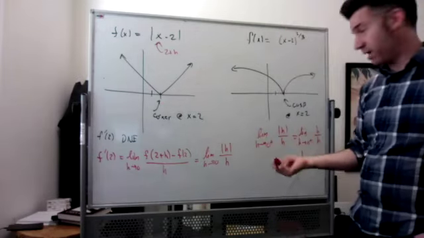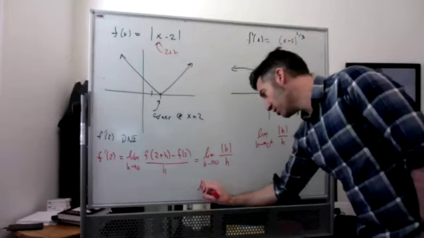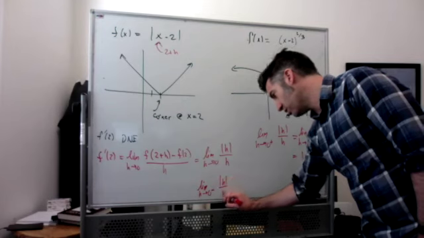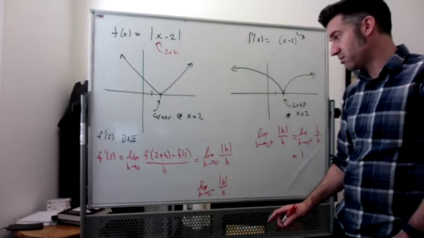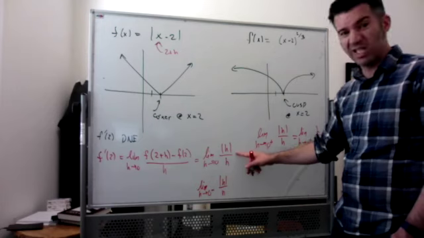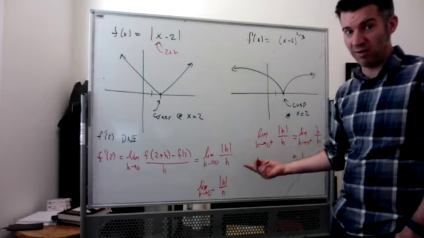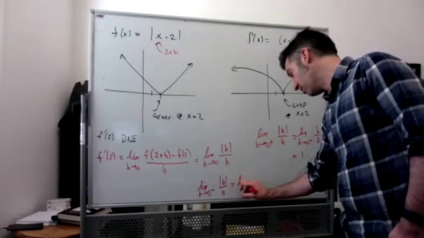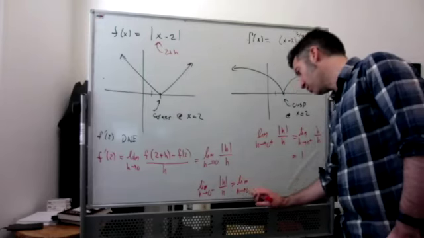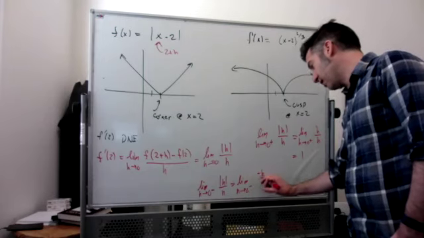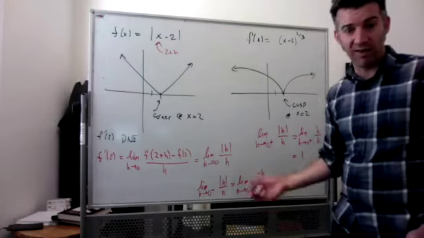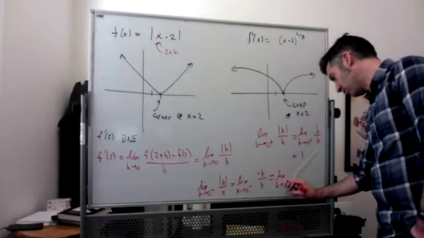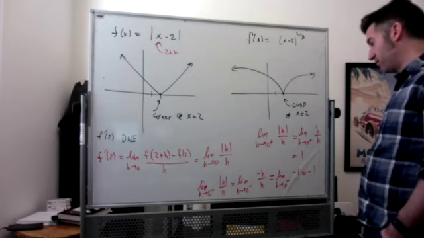On the other hand, if we do the limit as h approaches 0 from the left of the absolute value of h over h, well then h is negative, which means the absolute value of h is negative h, right? Because you have to turn that negative into a positive. This is the limit as h goes to 0 from the left of negative h over h. And when you divide those, you get negative 1. So you get the limit as h goes to 0 of negative 1, which is negative 1.